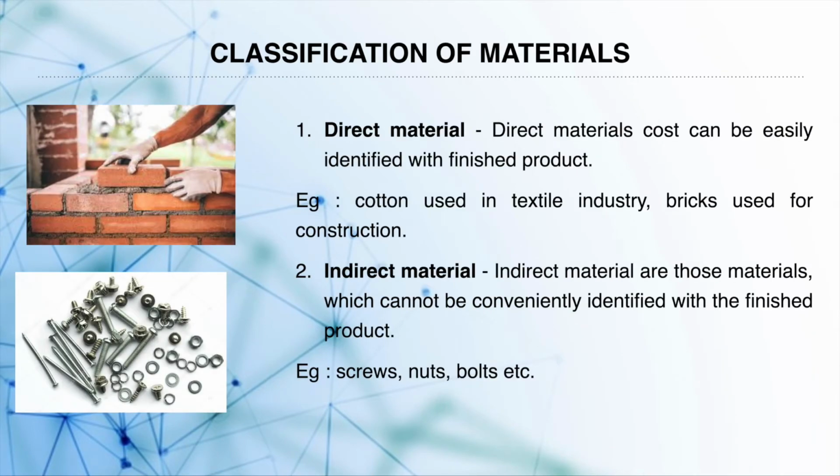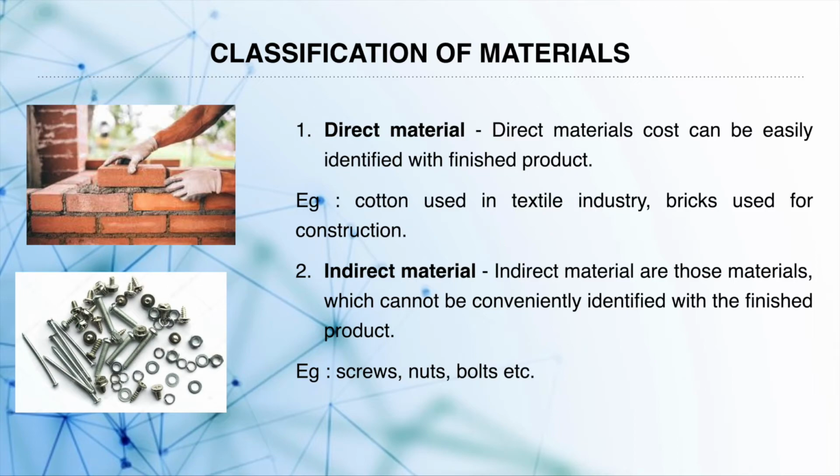Next, we have the classification of material. There are two classifications: direct and indirect. Direct material means material that can be easily identified with the finished product. Simple, the meaning is simple. What is direct material? That means you are able to identify it. Example, as I just told, building. What is easily identified over there?